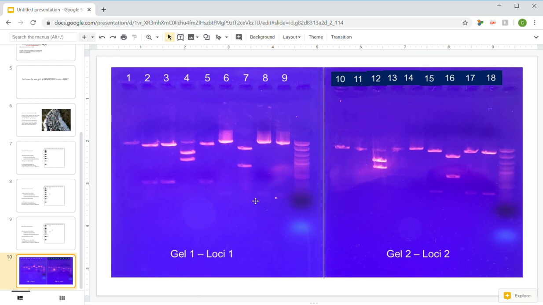But again, just like gel 1, you're going to look through and see which samples match each other, and then when you look at gel 2, which is the second loci, you want to see which samples match each other. And if samples match on both gels, so if 2, 3, and 5 also match at loci 2, then we would call those a match. And the person responsible for those samples would have come from them.